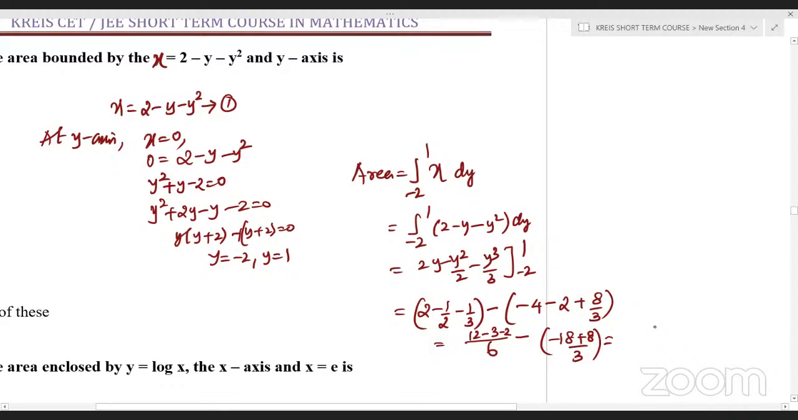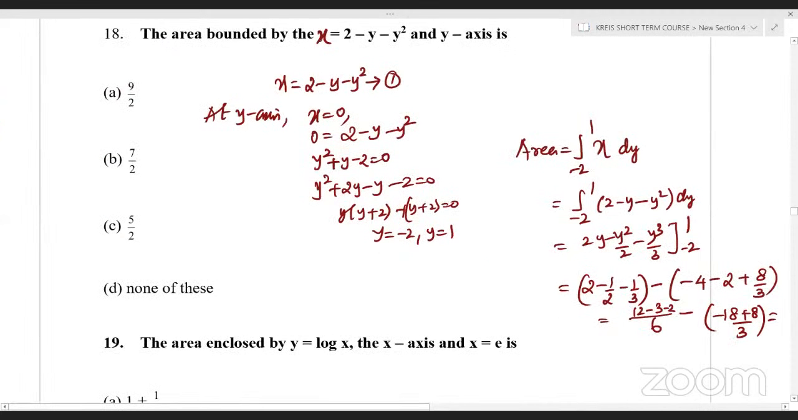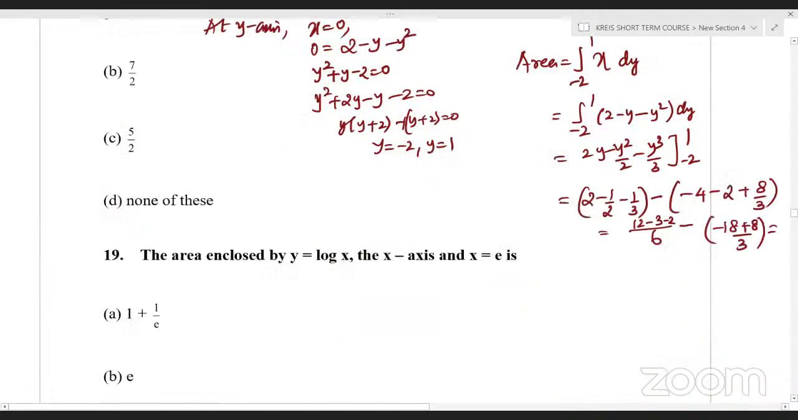So it is 12 minus 6, it is 6 by 6, it gives you 12 minus, you are having 5, it is going to be 7 divided by 6. Again this becomes plus 10 divided by 3 you get. So here 6 LCM, 27 divided by 6 you get. So 9 times and 3 2 times, right? So it is going to be again 9 by 2 square units. Option for this is going to be option A is the right choice.